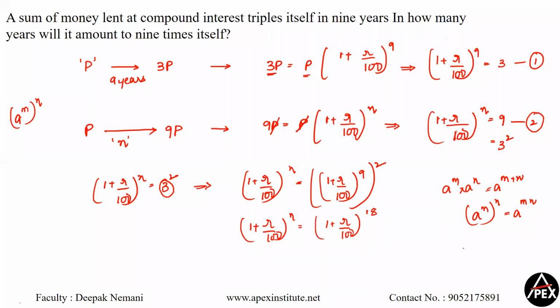Now here we have a power n is equal to a power m. When the bases are equal, can I say that the exponents will also be equal? If a power n is equal to a power m, when bases are equal, the exponents should be equal. Here the base is 1 plus R by 100 on each side. So I can say that the value of n is 18. So the answer for this question should be 18 years.